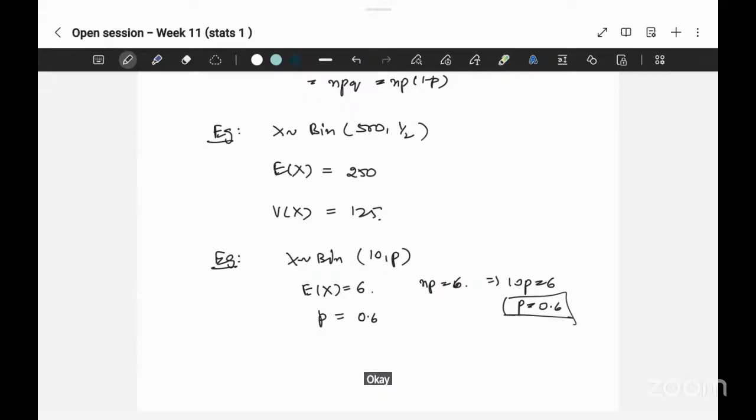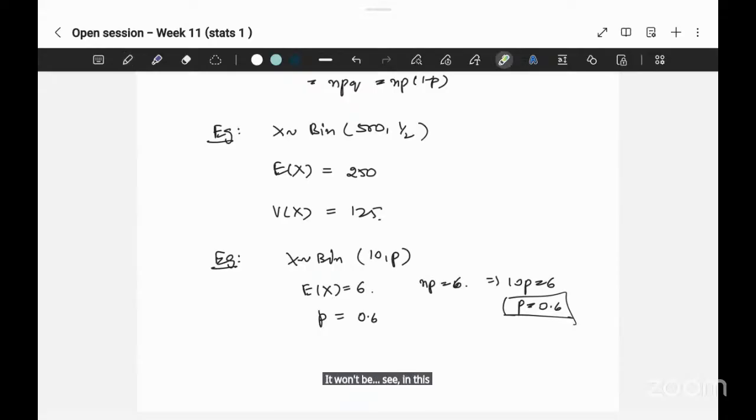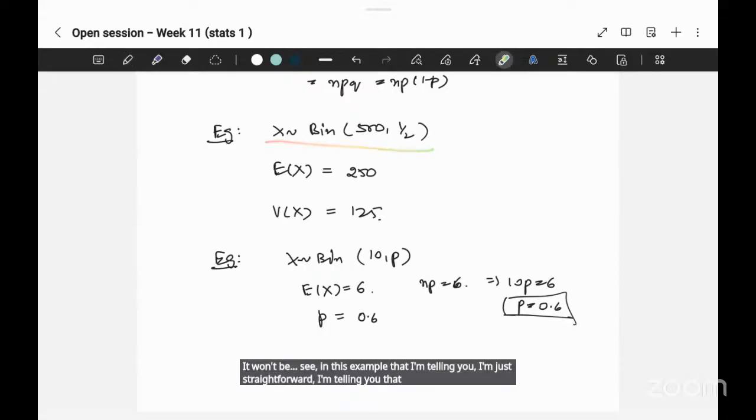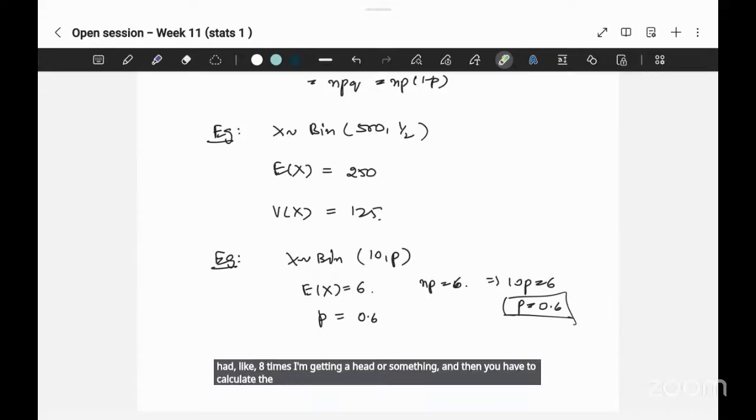Will the questions be this straightforward, or will there be other situations as well? It won't be. See, in this example I'm just being straightforward, telling you that x is following a binomial. They won't say that x is following a binomial. They will just give you an experiment, or you can say a question, like I'm tossing a coin and getting a head 8 times, and then you have to calculate the probability that there are 7 heads or something like that. So they will give you a situation-based question like this. They won't be giving it to you directly.